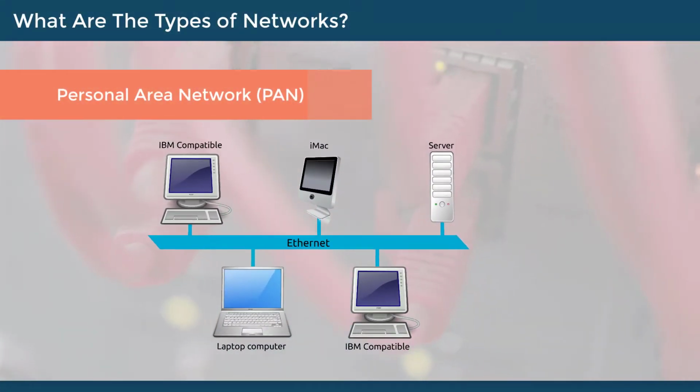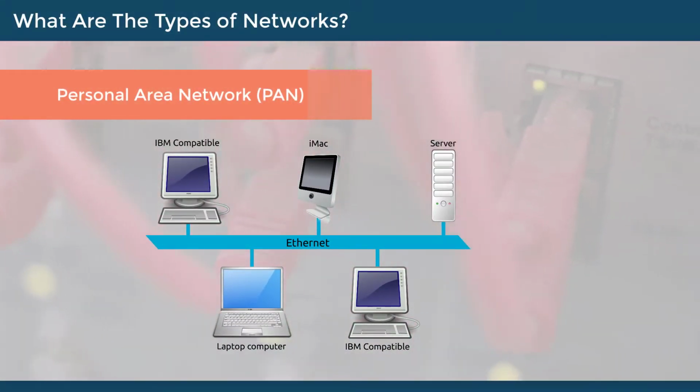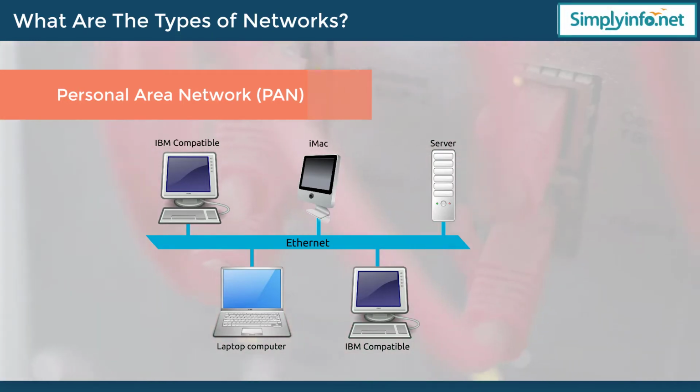Personal Area Network. It is a computer network organized around an individual person within a single building. This could be inside a small office or residence. A typical PAN would include one or more computers, telephones, peripheral devices, video game consoles, and other personal entertainment devices.